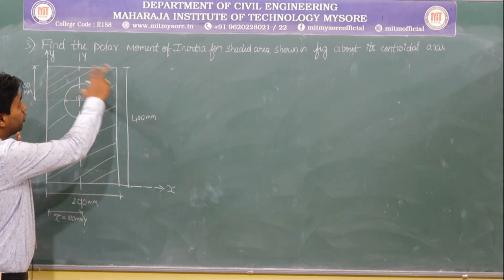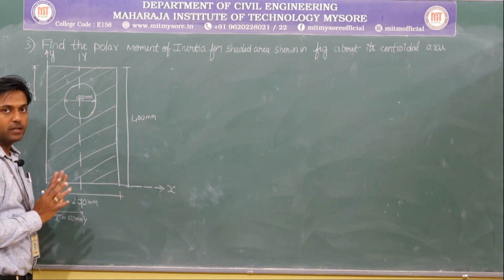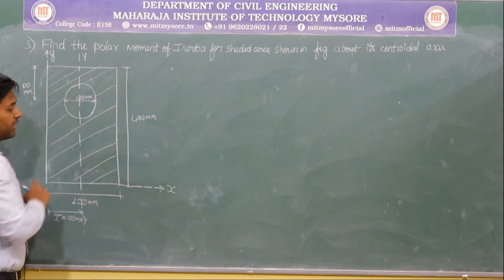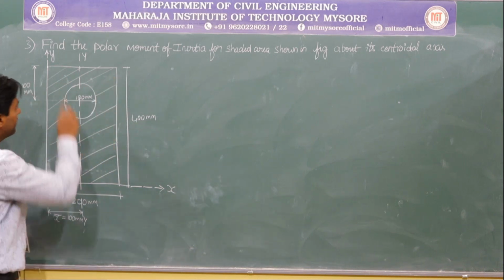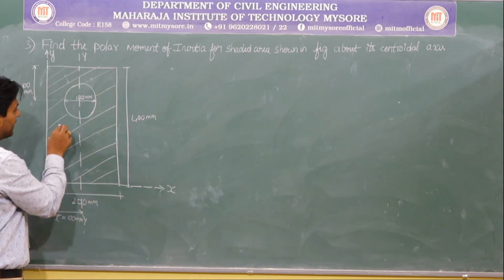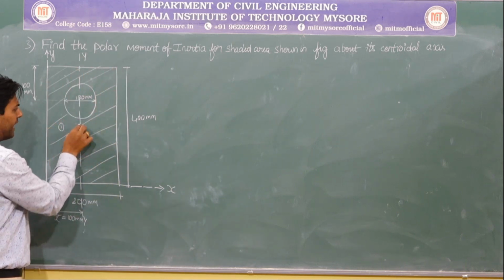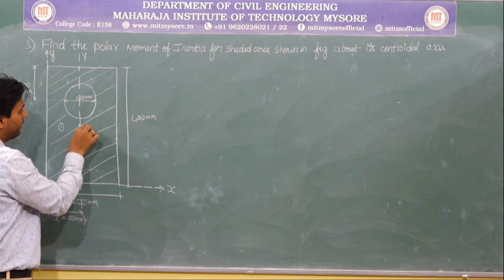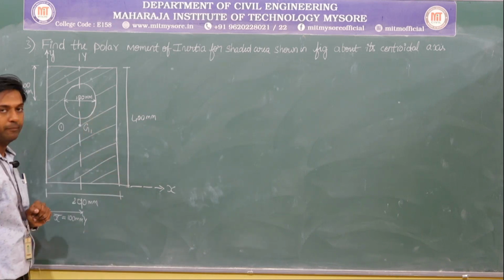We have two standard areas: one is a rectangle and one more is a circle. This entire rectangular part I will consider as area 1, and its centroid lies exactly at the center. I will call it G1.